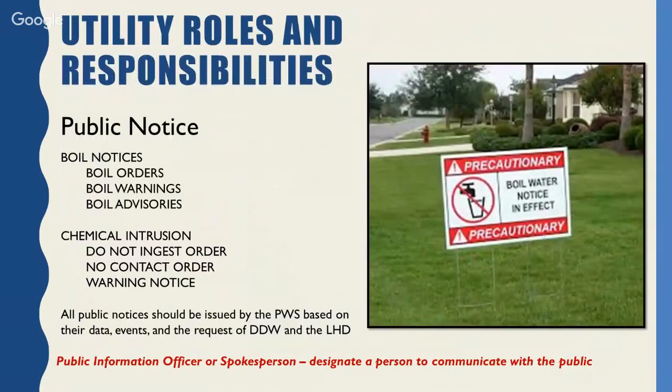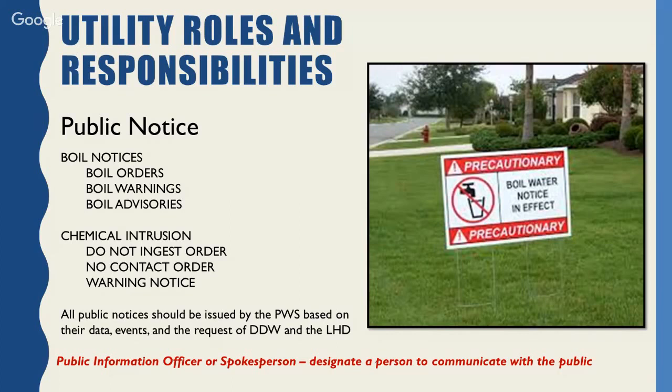Utility roles and responsibility. So what happens if you do have an incident or a threat? There's public notices, boil orders, warnings or advisories you can issue if it looks like somebody went for a skinny dip in your tank. Any chemical intrusions, you might want to post a do not ingest order, no contact order, or warning notice. All of these notices should be issued by the public water system based off of your data and events, and at the request of Division of Drinking Water or the Health Department.